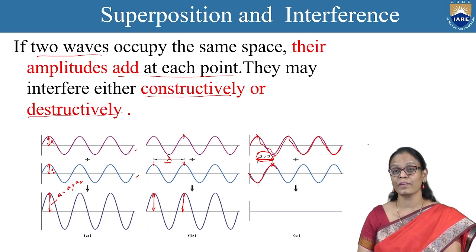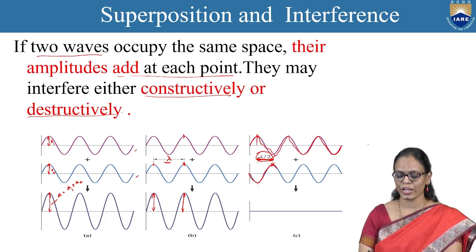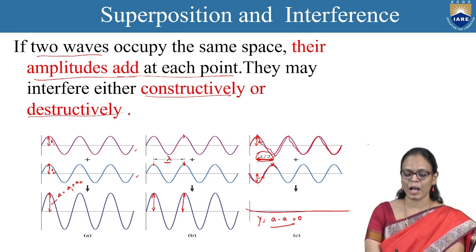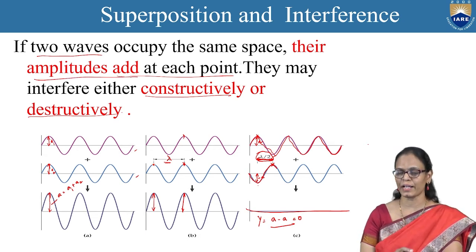So when such waves interfere with each other, if the displacement of this is A and the displacement of this is minus A because it is in the opposite direction, now the resultant displacement will be A minus A, which is equal to 0. So the resultant is this. That is what we try to understand when we say the amplitudes simply add at each point.